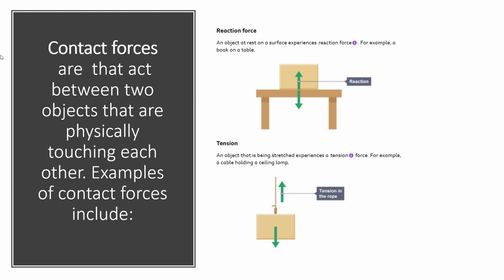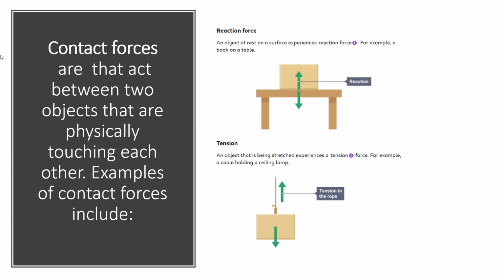Now, the first type of contact force is the reaction force. What is a reaction force? An object at rest on a surface experiences a reaction force. For example, a book on a table. Whenever you place a book on a table, the book exerts a force downward, and the table also exerts a force upward on that book, and that is called a reaction force. Every action has an equal and opposite reaction, Newton's third law.